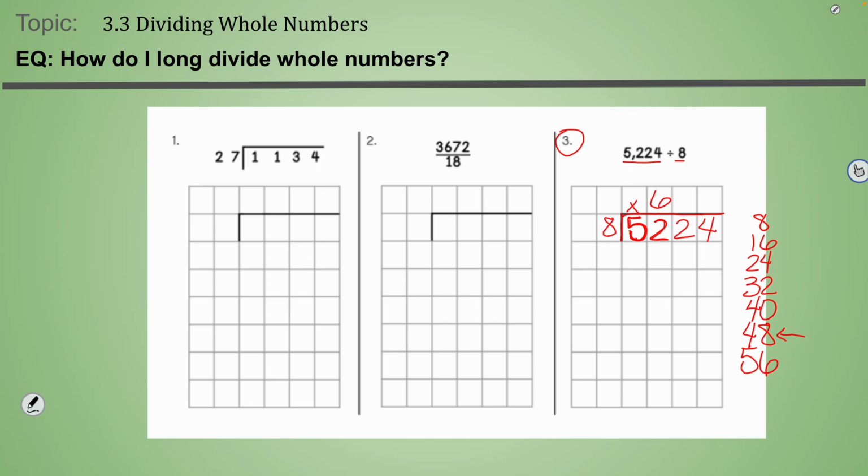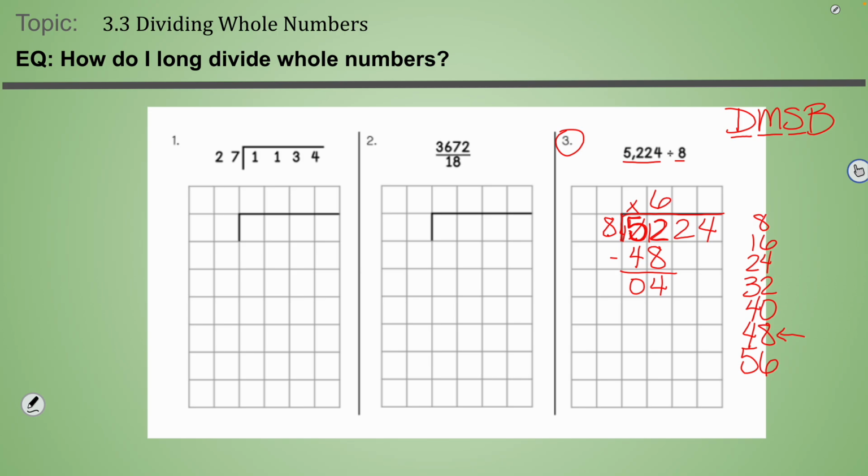Then, if I remember my dad, mom, sister, brother, or does McDonald's sell burgers, or just remember divide, multiply, subtract, bring down. I've divided, now I'm multiplying. I do 6 times 8 to get 48. Then I subtract 52 minus 48. I have to borrow, and then I can subtract.